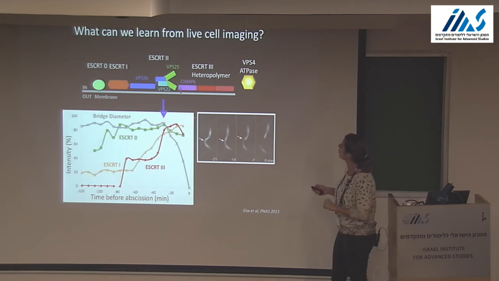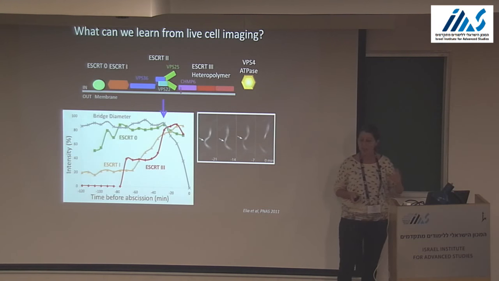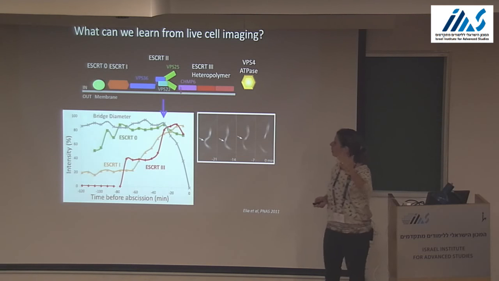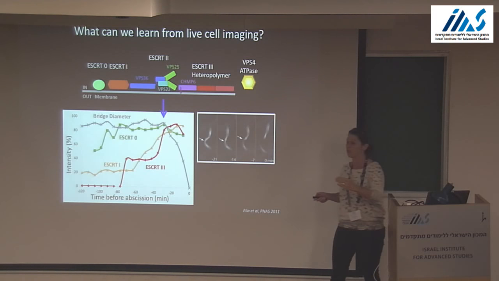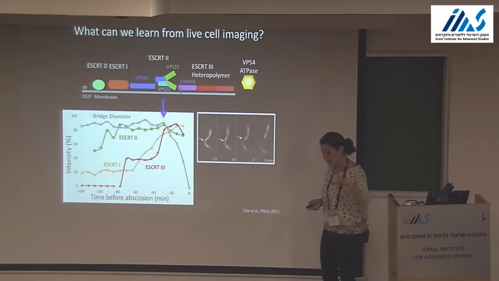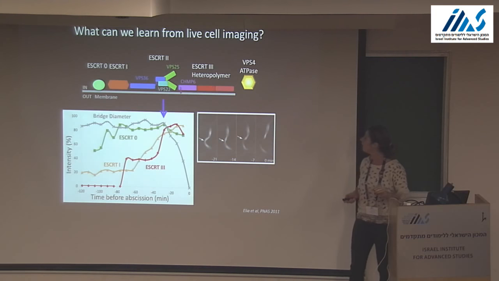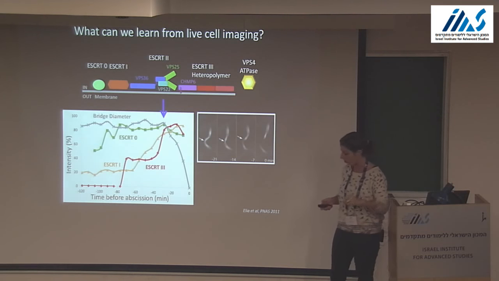Just to give you a brief introduction on ESCRT, this is a family of proteins, all cytosolic proteins that are recruited to the membrane upon a signal. So we looked at the different components of the system, and we analyzed the kinetics of their arrival. What was clear to us is that this ESCRT complex is the one that rapidly elevates right before abscission, and then we have the cutting of the microtubule.